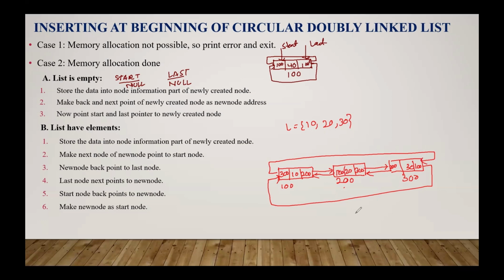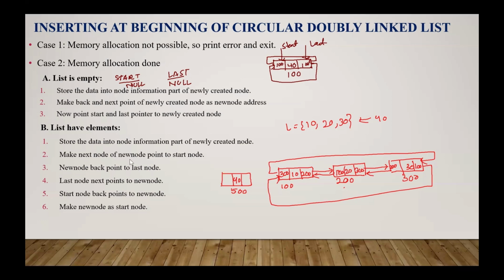Now we have to insert a value. For example, memory allocation is done, that is, it is successful. The node has three parts and we store the value; the address is 500. For example, we have to insert the value 40. Store the data into the information part of the newly created node. So this is the newly created node, 40. This is the information part, this is the next pointer, the address of the next node, and this is the address of the previous node.